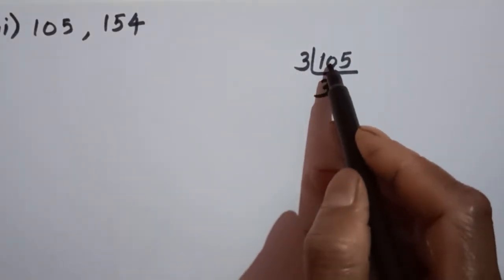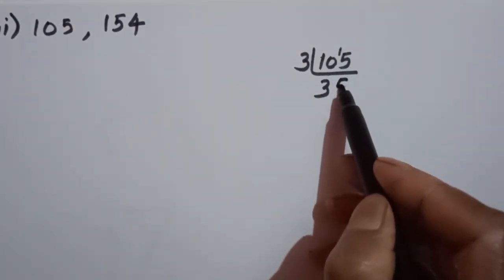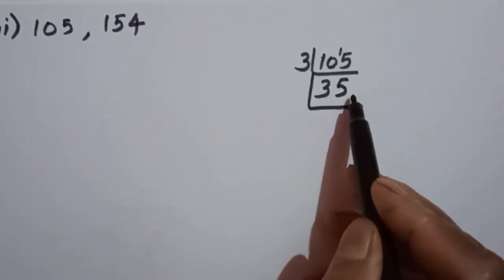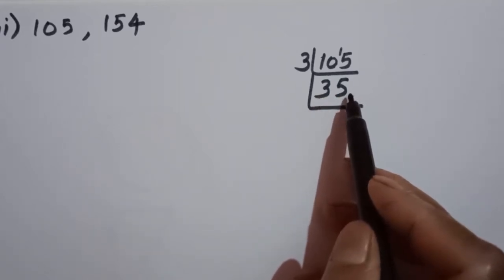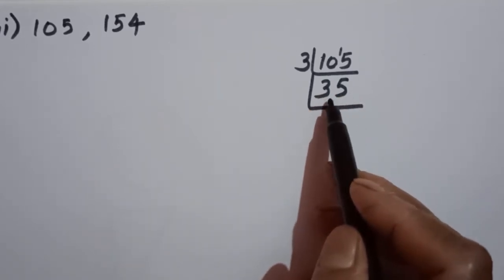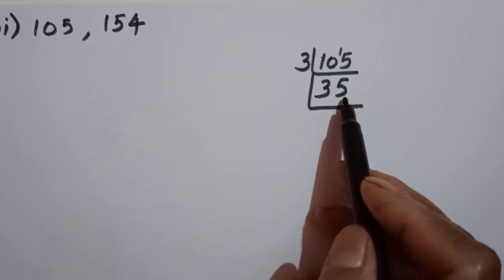3 threes are 9 and 1 remains, that 1 is here. 15. 3 fives are 15. And this number is not divisible by 3 because if you add the digits you will get 8, and 8 is not divisible by 3. So next number we'll check it for 5. Yes, this number is divisible by 5 because the last digit is 5.